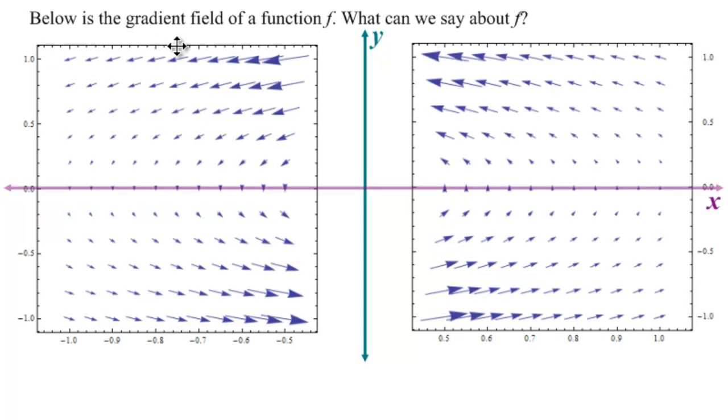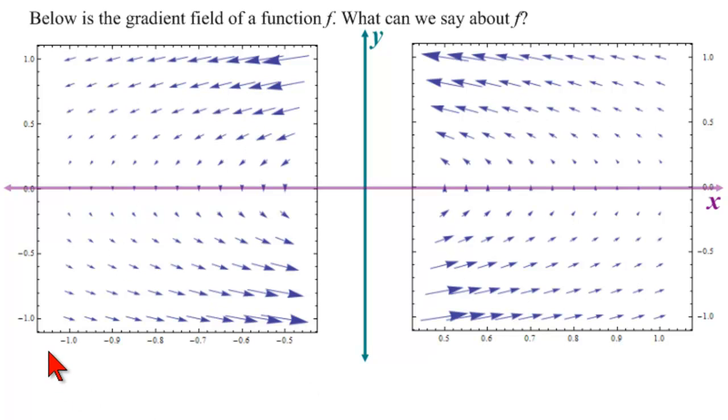This is our fourth example where we're looking at the gradient field of a function f, and what can we say about the function. The first thing you should notice is that this is actually one gradient field here. What happened was I tried to plot it in a single square, and it would not plot at all. So then I said to myself, it looks like it's going bad around the y-axis, around x equal to 0. So I'll try to plot a little bit to the left of the y-axis and a little bit to the right of the y-axis. So what we have is these two pieces of gradient field here.